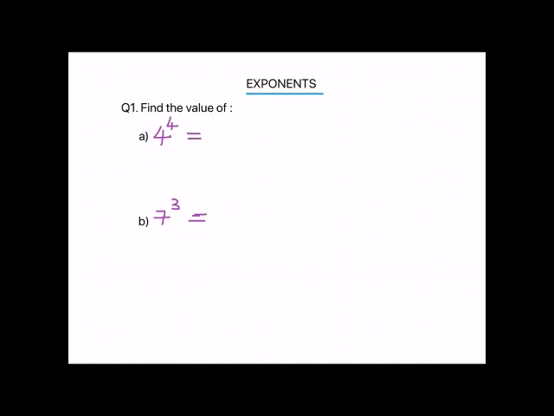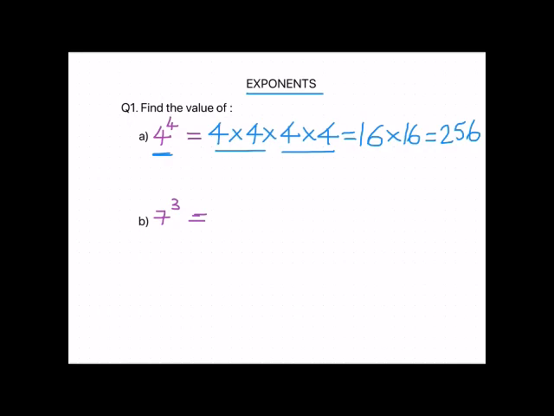First question. Find the value of 4 raised to the power 4. Here 4 is the base and 4 is the exponent. That means the base 4 has to be multiplied 4 times. This expression will be equal to 4 times 4 is 16 times 4 times 4 is 16. 16 multiplied by 16 gives us 256.